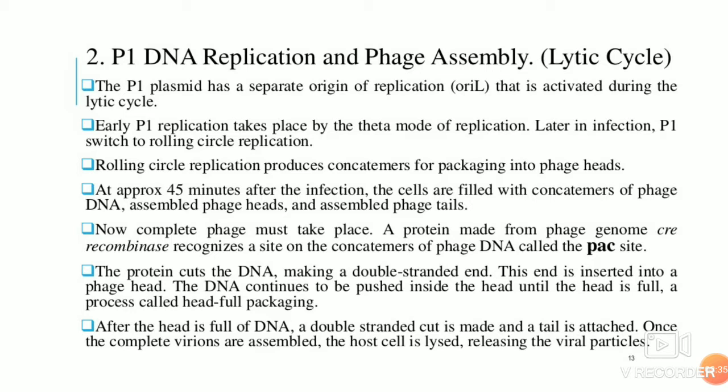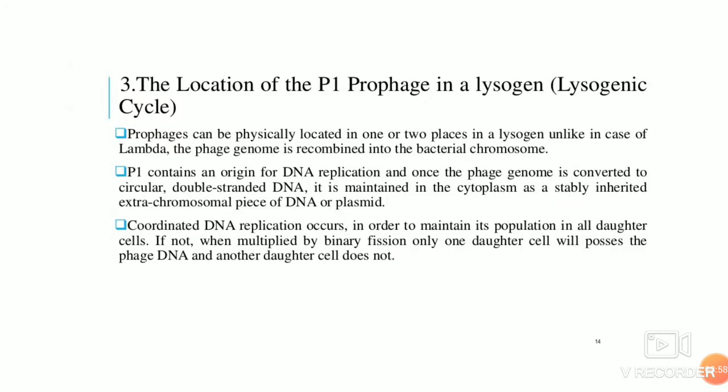This end is inserted into the phage head. The DNA continues to be pushed into the phage head until the head is full. This is called head full packaging. After the head is full of DNA, a double-stranded cut is made and the tail is attached. Once the complete attachment is done, lysis of the cell happens.